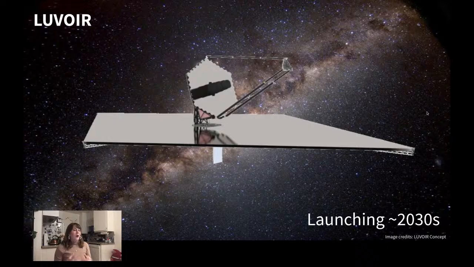LUVOIR is actually a mission concept, so it's not a selected planned mission yet. It's contingent on funding, and on whether it's chosen as one of NASA's flagship missions. But if it is chosen, it would launch in the 2030s, hopefully. And LUVOIR would be bonkers revolutionary for astronomy. LUVOIR would be huge. Its name is actually the Large Ultraviolet Optical and Infrared Telescope.